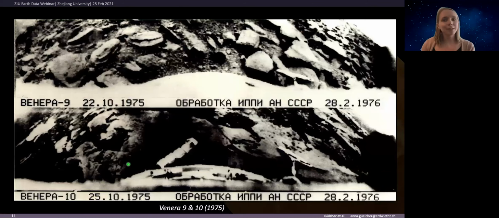So the very first images came from Venera 9 and Venera 10, and these are shown here. And basically what you see, the image of the surface shows a smooth surface with several blocks distributed.